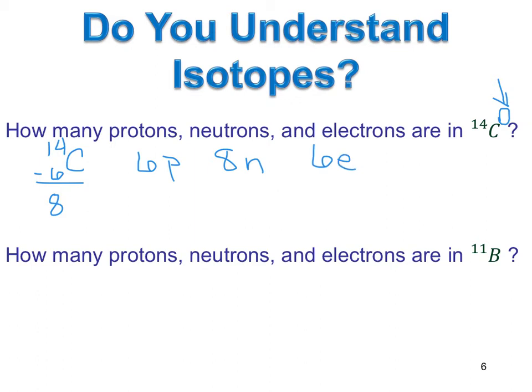Well, let's look at this also for boron-11. Boron is element number 5. So it has 5 protons and 5 electrons. And the difference between 11 and 5 is 6, so it has to have 6 neutrons.